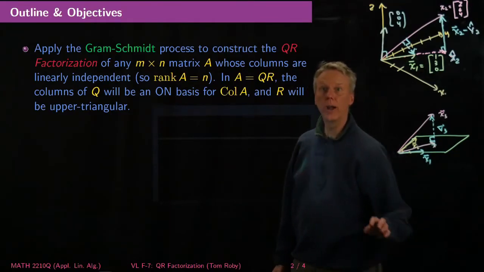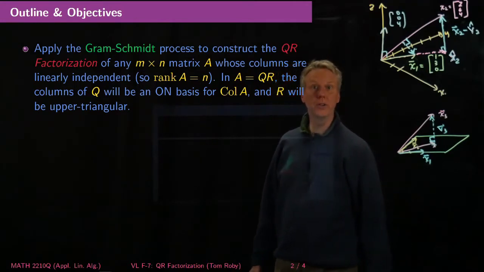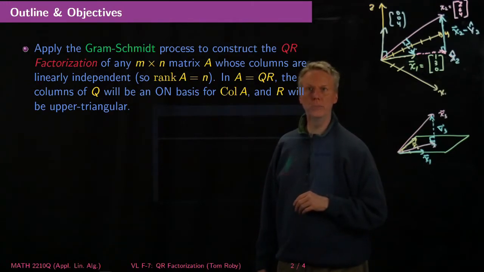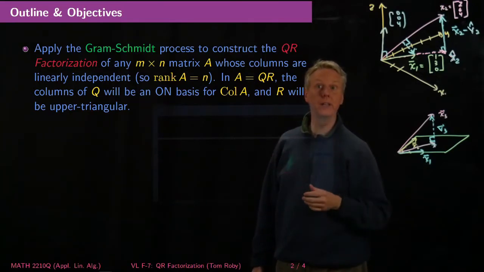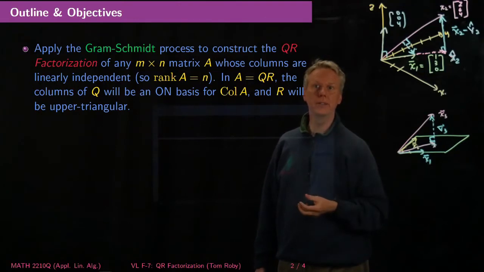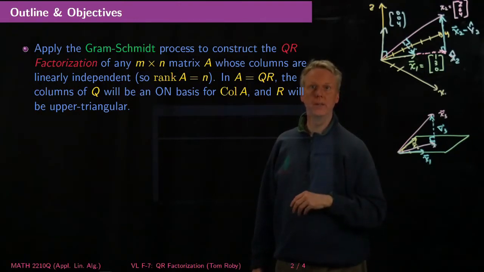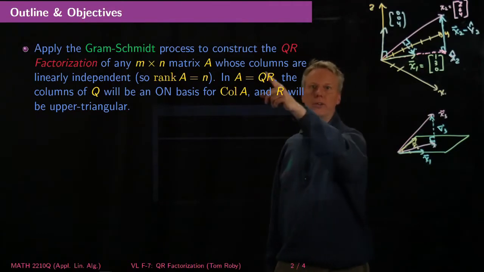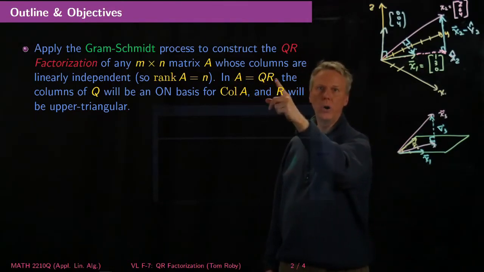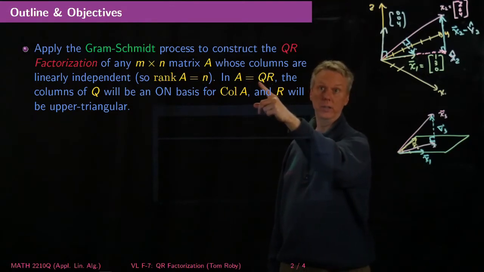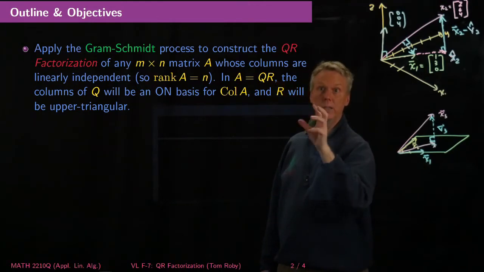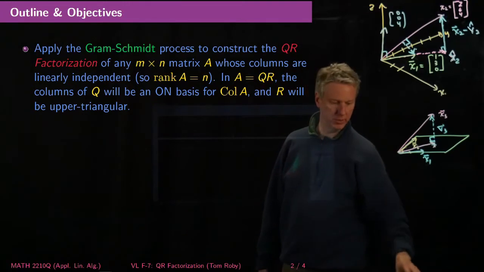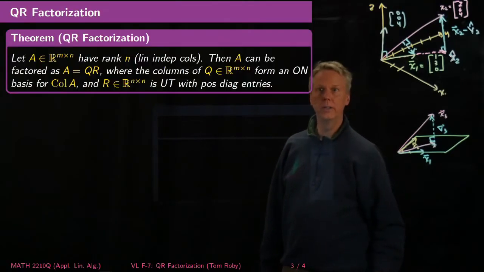We'd like to apply the Gram-Schmidt orthogonalization process that we just learned to construct something called the QR factorization of any m by n matrix A whose columns are linearly independent. If the n columns are linearly independent, the rank of A is n, and that means in particular that n has to be less than or equal to m. In that case, we can factor A as a matrix QR, where Q has the same dimensions. It'll also be an m by n matrix. And then R will be an invertible n by n matrix, which will be upper triangular and have a certain other property. So let's see how this works.